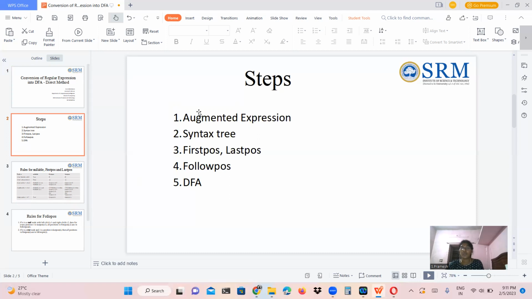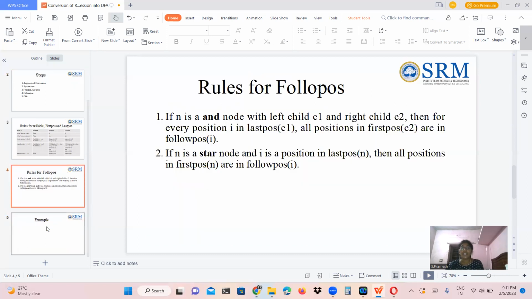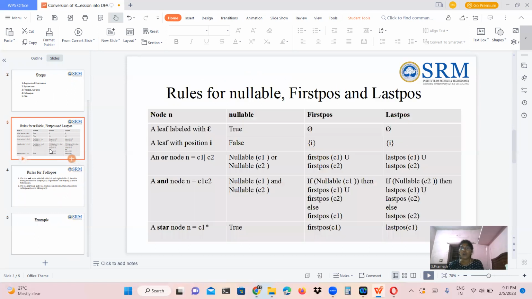Before going to these steps, we'll see the rules of how we compute the first position, last position, and the nullable symbols. And also we have the follow position rules. Finally, we'll see one example, and how we convert the regular expression into DFA. The rule of first position and last position computation is very simple. We are going to concentrate only on 5 categories.